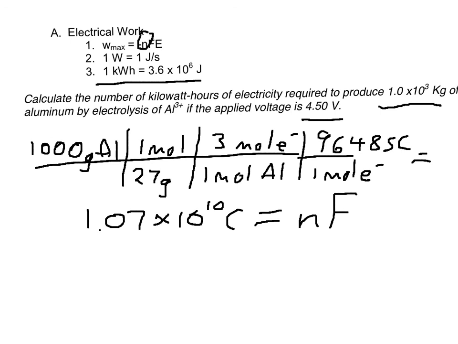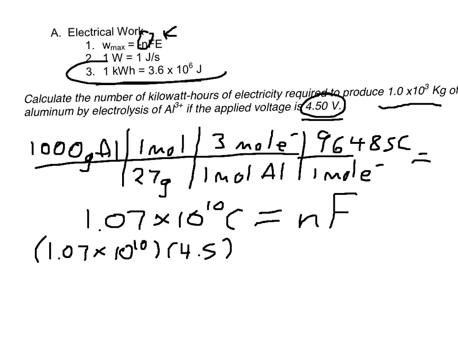So if I take this number and multiply it times my potential, which is the same thing as voltage, I will get the work, the maximum amount of work that can be done here. And this work that I would be calculating would be in joules. And so if I want to change this to kilowatt hours, I just divide this by the 3.6 times 10 to the 6 constant that was right here. And I'm going to get somewhere around 1.34 times 10 to the 4th kilowatt hours.